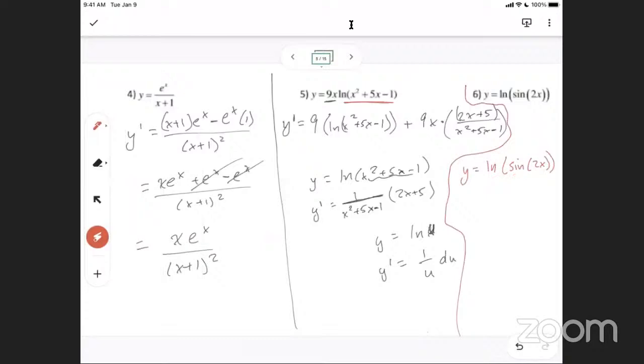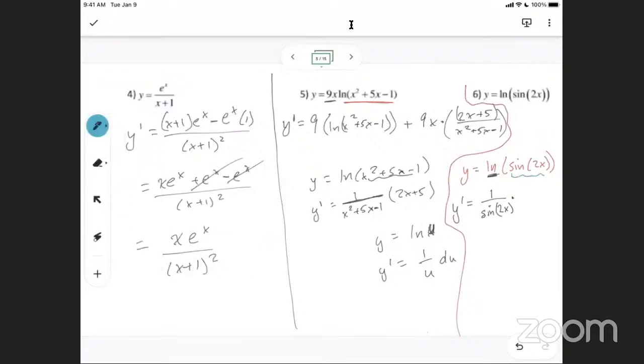Okay. So I'm going to take the derivative. Remember how I take this. Let me color code this one. There's my outer function. So y prime is going to be equal to the derivative of the outer function with the inner function unchanged. Remember that derivative of ln of u is just 1 over u. Yeah. So I do 1 over sine 2x times the derivative of the inner function.